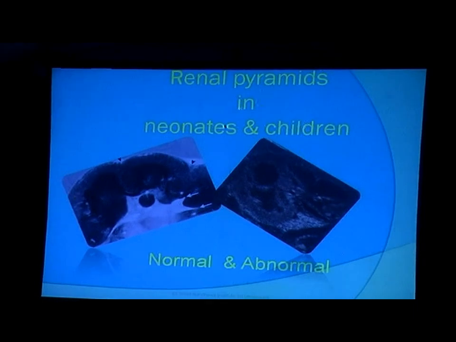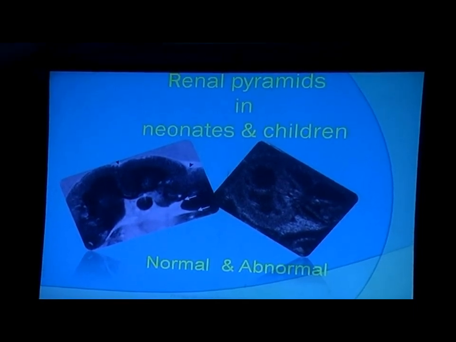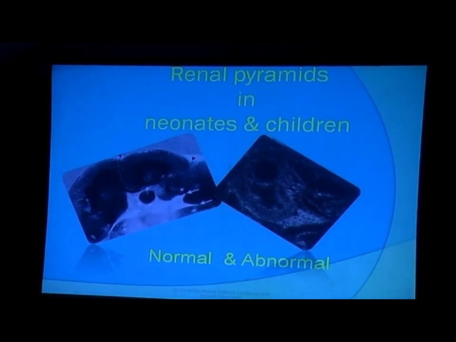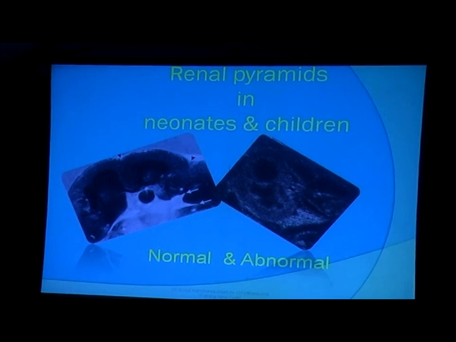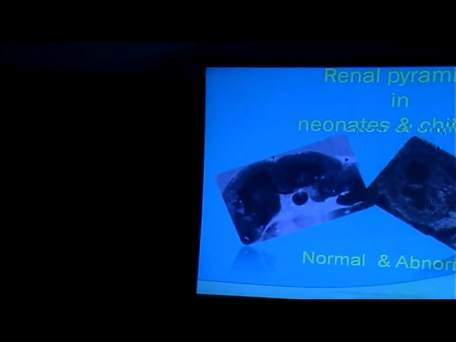But one thing first I would like to tell you: when you are looking for pyramids in a pediatric patient, in a child or in a neonate, you need to have the linear probe or higher frequency probe, because that would give you a better picture of the pyramidal area. Many of the pictures I am showing you have been taken by the linear probe. Now this is just to get you acquainted with the anatomy.